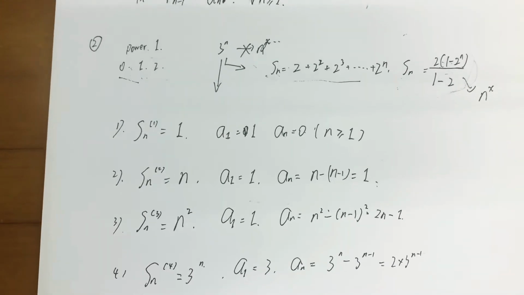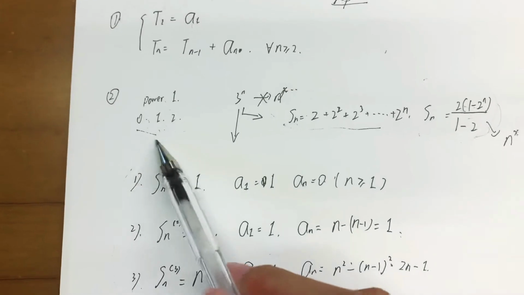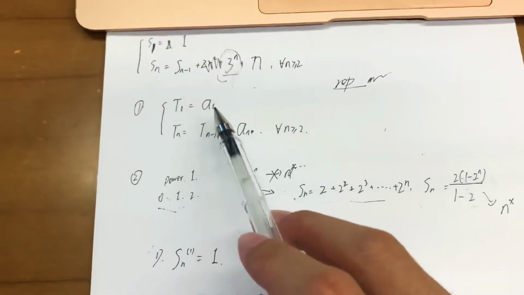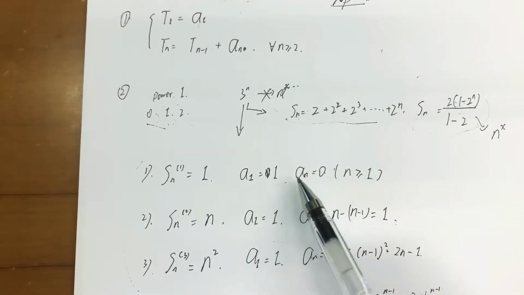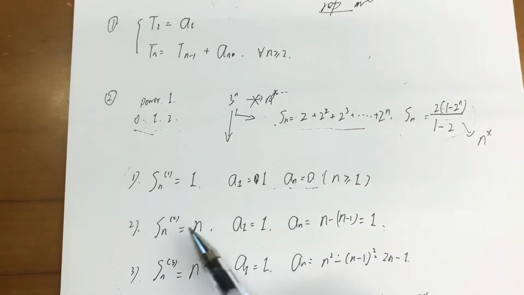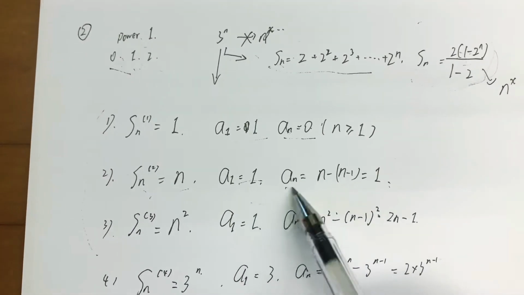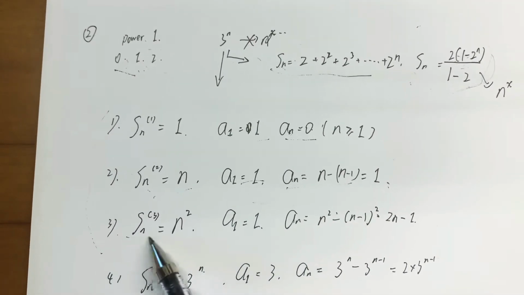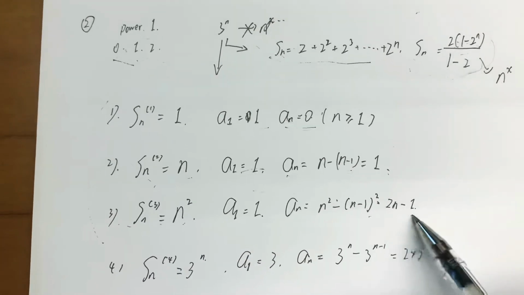First, start from the most simple part. The first 3 steps are to find this n. So start from 1: a1 equals 1, an equals 0 for n bigger than 1. For n to the power 1, a1 equals 1 and an equals 1. For n squared, and so on, an equals 2n minus 1.